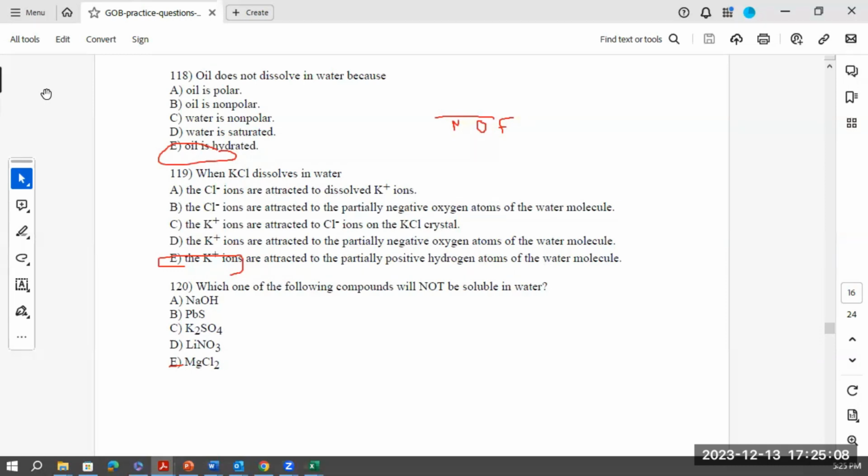The correct answer is D. So we want the opposites, right? So positive and negative. So the correct answer is D as in donkey.